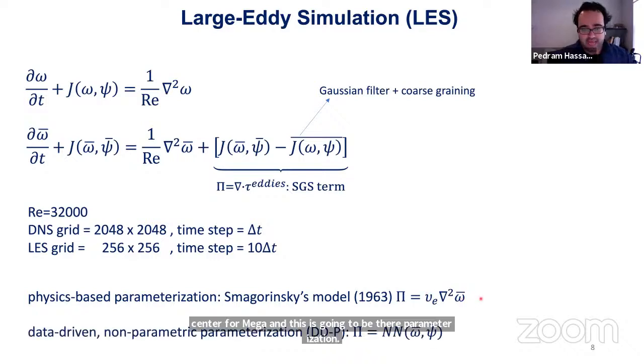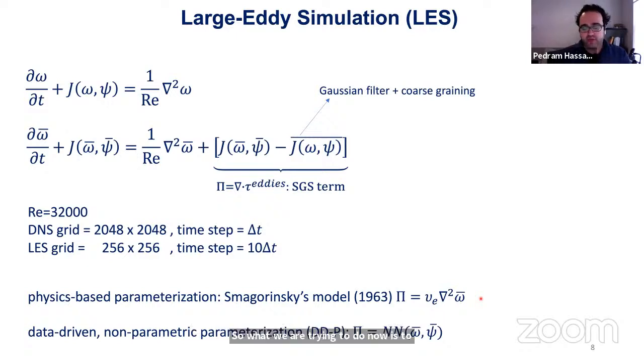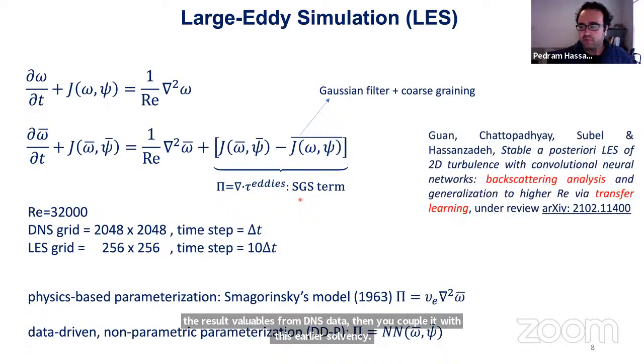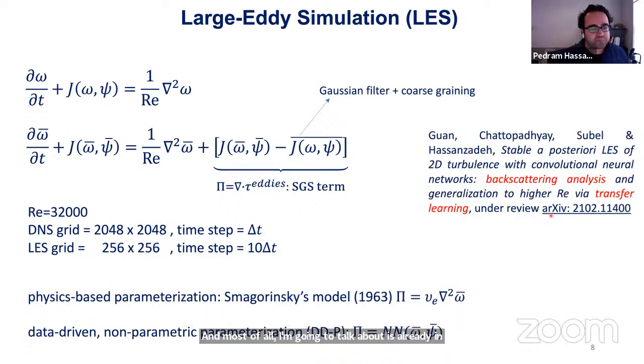So what we are trying to do now is to basically learn, with a neural network, this relationship between pi and the resolved variables from DNS data, and then we couple it with this LES solver and see what happens. And most of what I'm going to talk about is already in this paper. It is available on arXiv.